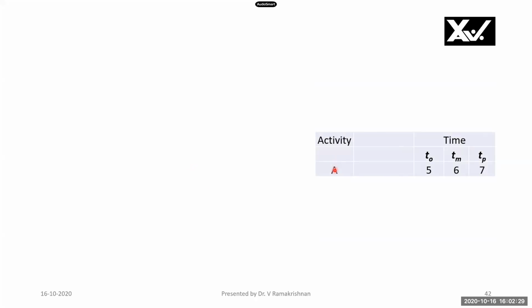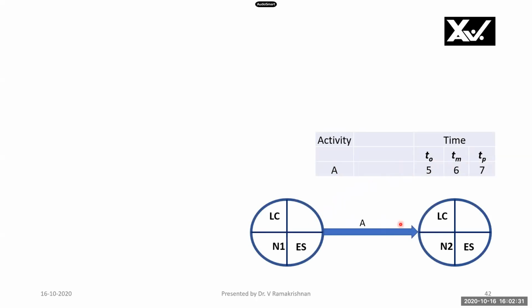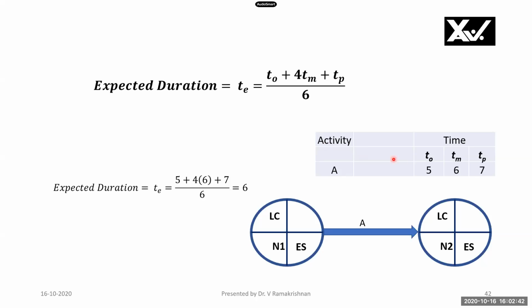First, we will take activity A with the time durations. The activity diagram is shown here. The expected duration TE is given by the formula: optimistic time plus 4 times most likely time plus pessimistic time, divided by 6. We will substitute these values. 5 plus 4 times 6, 24. 24 plus 5 is 29. Plus 7 is 36. 36 by 6 is 6.